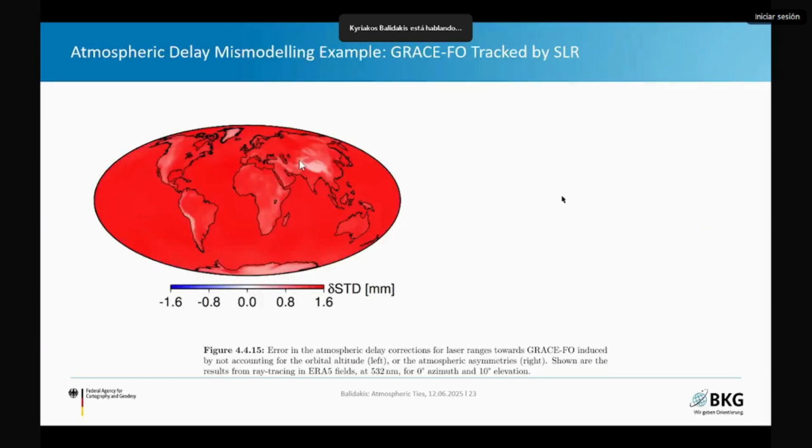Another example that I put here: if we want to track the GRACE follow-on satellite mission using satellite laser ranging, there are currently two mismodeling shortcomings. One is that the orbital altitude is not taken into account. So this will cause the atmospheric model that is used for SLR to be biased by almost 1 millimeter. So all the range is biased by 1 millimeter.